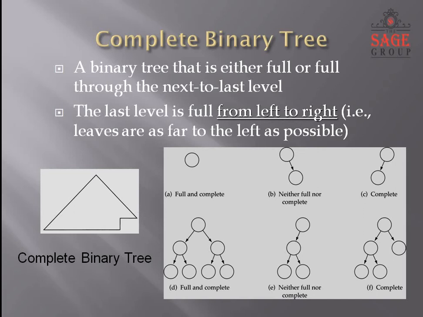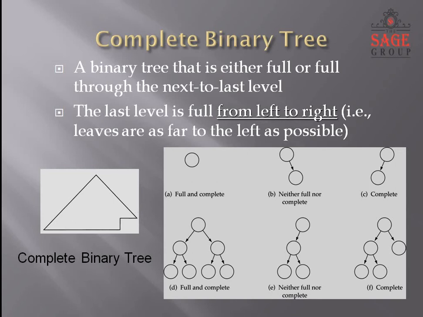Now come to E. E is neither full nor complete because at every level we are not having 2 to the power of i nodes, and it is also not complete because I am not having 2 nodes at the second level, so it is not complete.